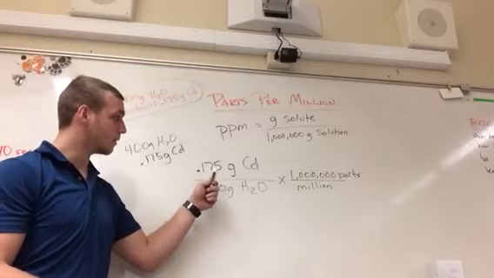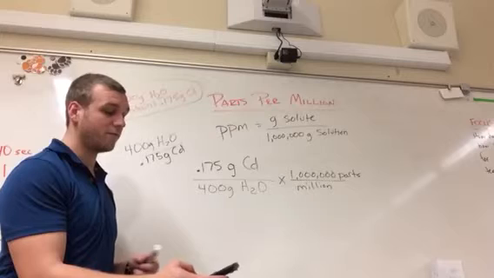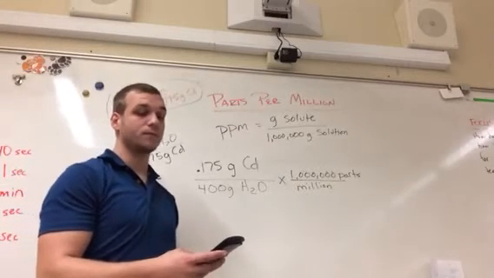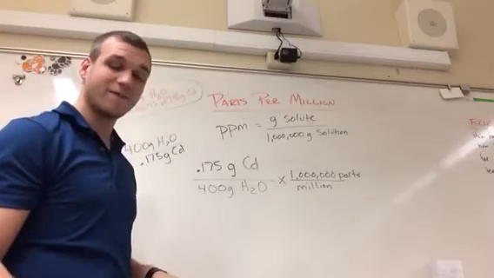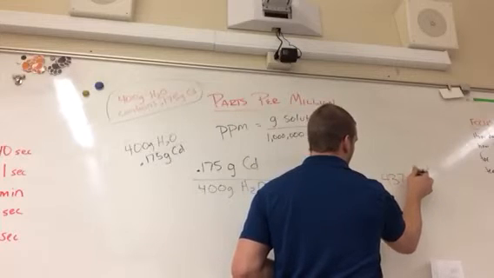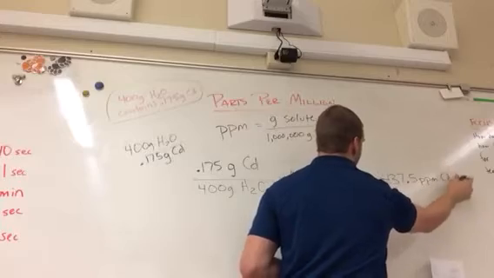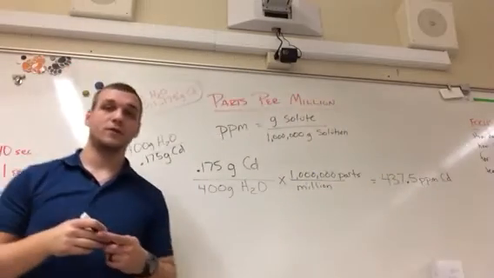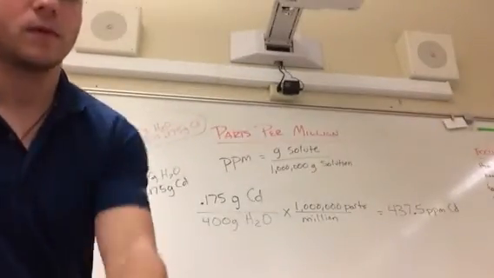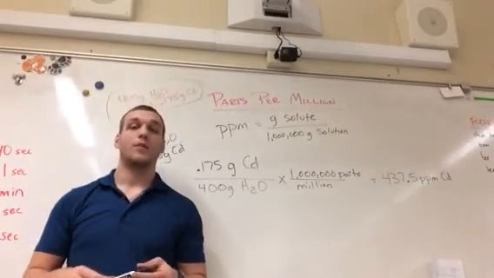Grams of solute divided by your grams of water. So let's put that in the calculator. 0.175 divided by 400 times 1,000,000. I got 437.5. 437.5 parts per million of cadmium. Sorry, you can't see my answer there. So, that's how much I have.